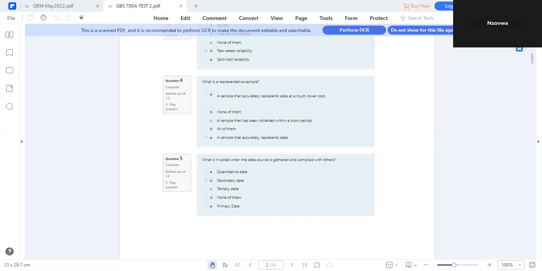It's where information is already there in the population or wherever you want to get the data from. Say, for example, books, the internet, or information that is readily available. Like you're not getting first-hand information.